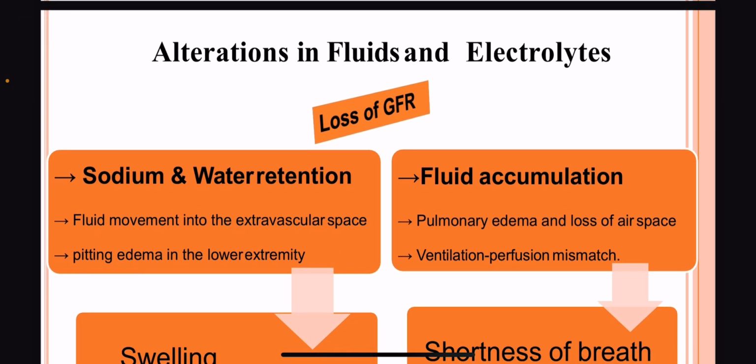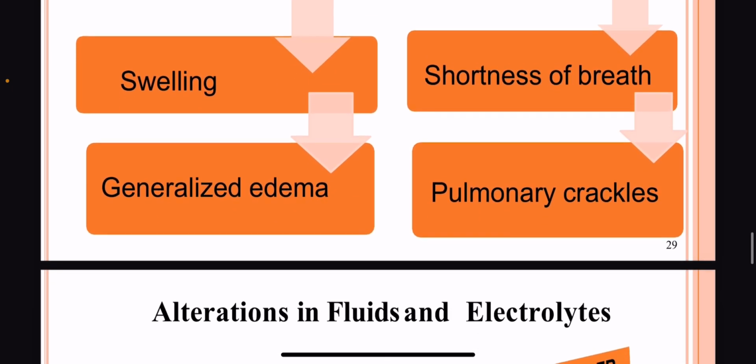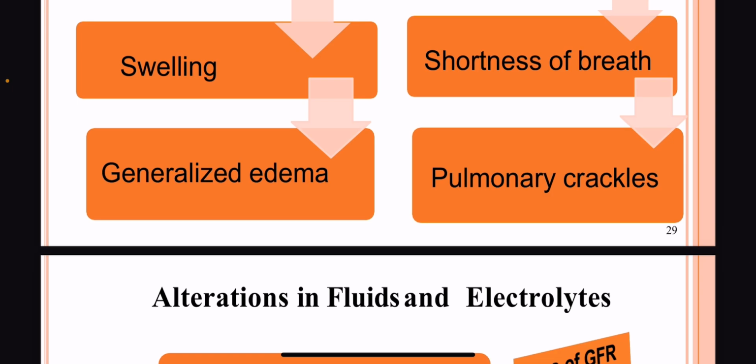So what is the alteration in fluids and electrolytes? If the person has a loss of GFR, it means sodium and water are retained. If water and sodium are retained in our body, then the person is very likely to have edema, or puffiness in the body, that leads to swelling. If fluid accumulates in the body, there is shortness of breath and pulmonary edema, loss of airspace. Both of these collectively lead to edema or pulmonary crackles.